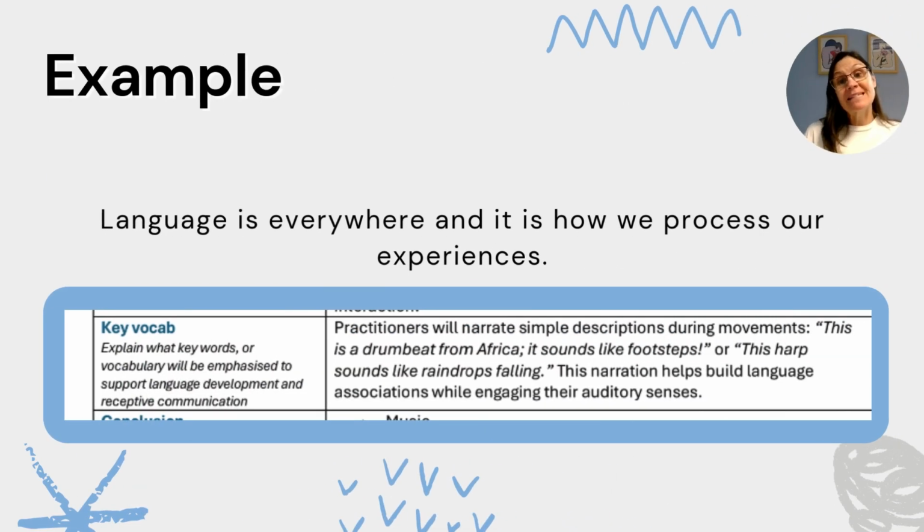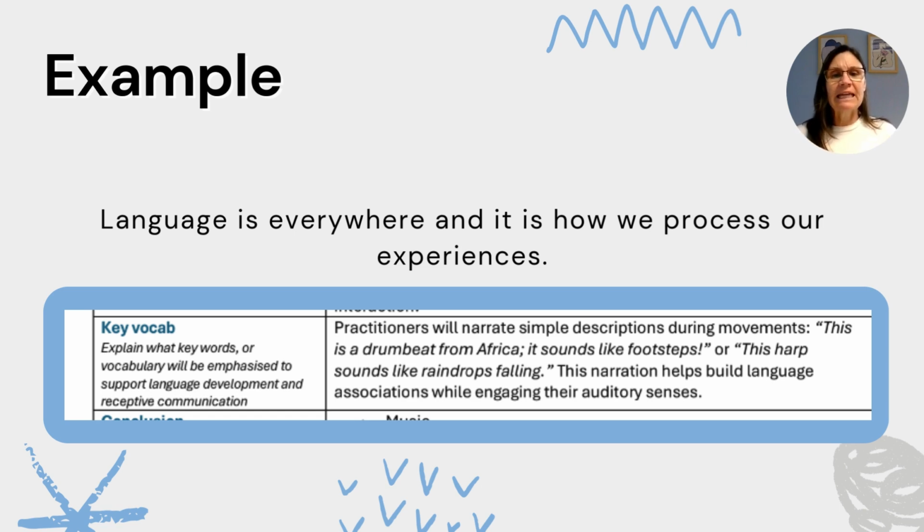Okay, so now we have some examples. Language is everywhere, and it's how we process our experiences. So providing language, consistent language, and repetitive language around activities. It's a fine balance between repetitive language and not giving enough vocabulary growth.